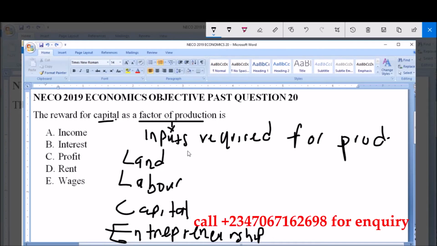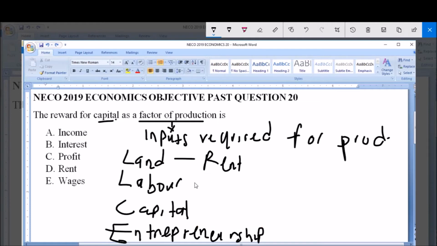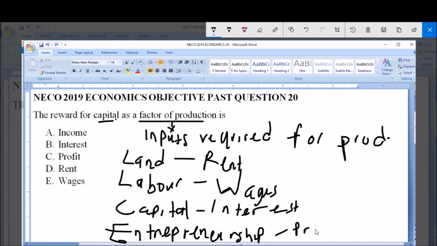So these factors of production are associated with some rewards. So the reward for land is rent, the reward for labor is wages, the reward for capital is interest, and the reward for entrepreneurship is profit. So we're asked for the reward of capital, and from here we see that the reward for capital is interest. So the correct answer is B.